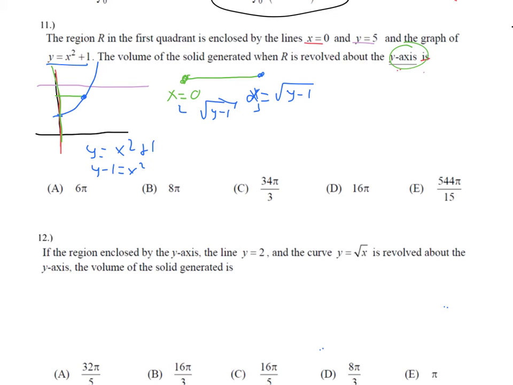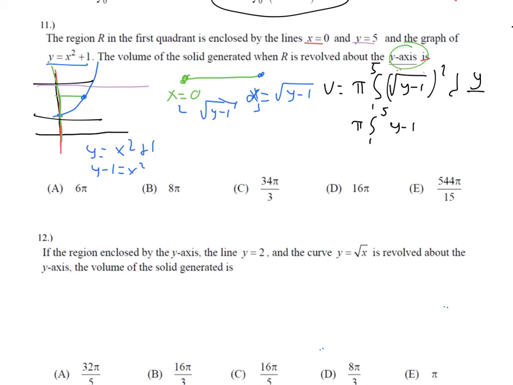Volume is equal to pi times the square root of y minus 1 squared with respect to, and now with respect to y, so our lower y value is 1, our upper y value is 5, because it goes from 1 to 5. Now, we can rewrite that, pi, definite integral, from 1 to 5. The square root of y minus 1, quantity squared, is y minus 1, dy, antiderivative, y squared over 2 minus y from 1 to 5 times pi.